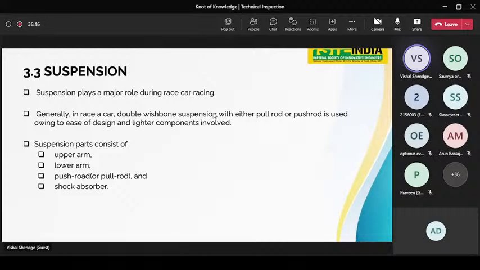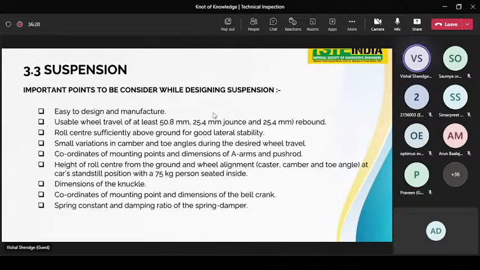Considering the design of the suspension, it must be easy to design and manufacture. Usable wheel travel of at least 2 inches, that is 50.8 mm, which is 1 inch jounce and 1 inch rebound. Roll center sufficiently above ground for good lateral stability. Small variation in camber and toe angle during the desired wheel travel.